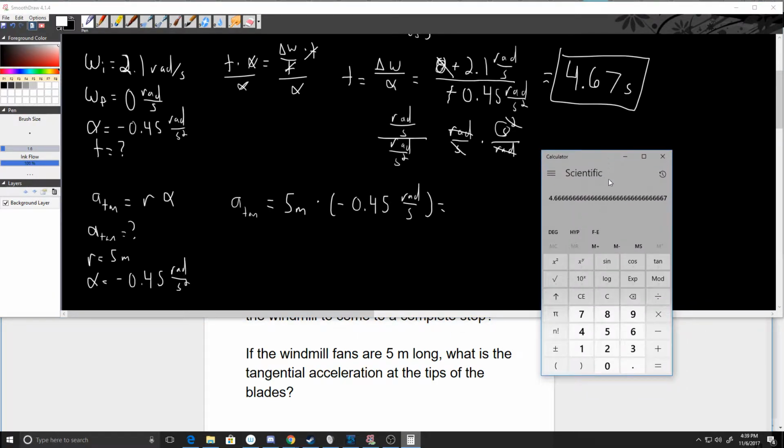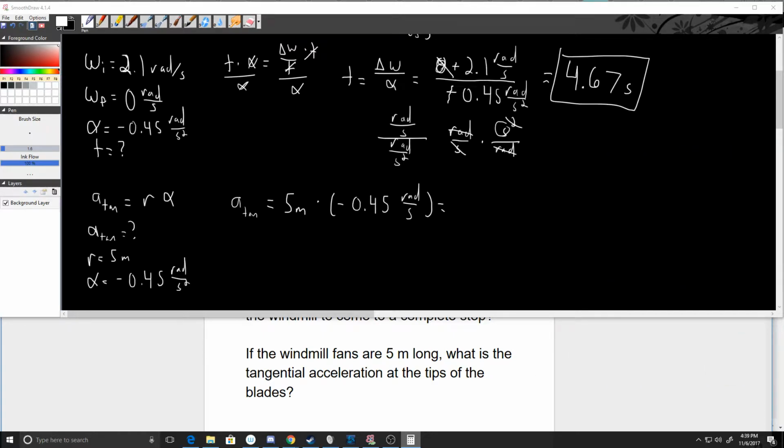So if I come back over and go 5 times negative 0.45, that's negative 2.25. And this kind of acceleration is in meters per second squared. So at the tips of those windmill blades, they would be experiencing a tangential acceleration of negative 2.25 meters per second squared. So every second, their tangential velocity would decrease by that much.